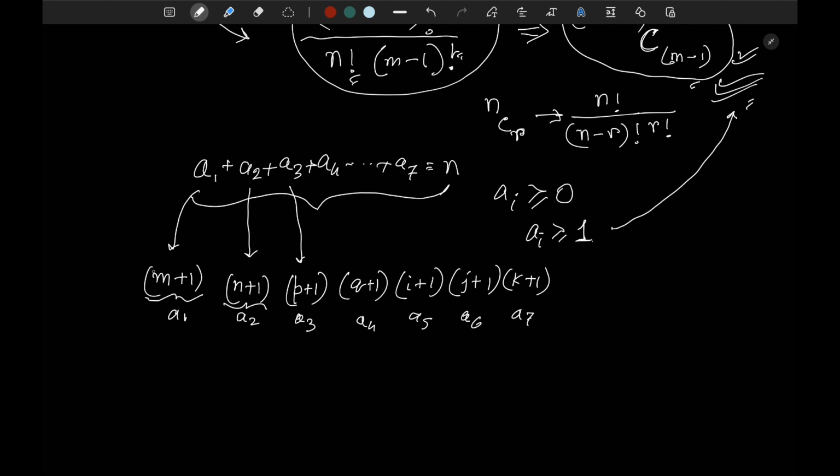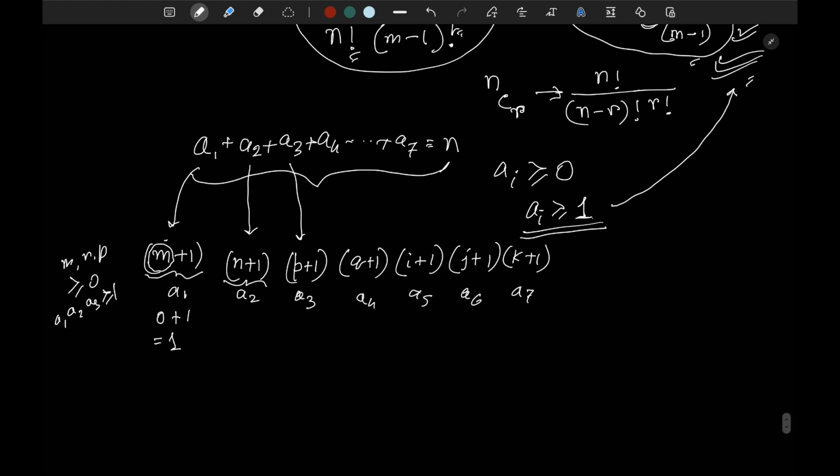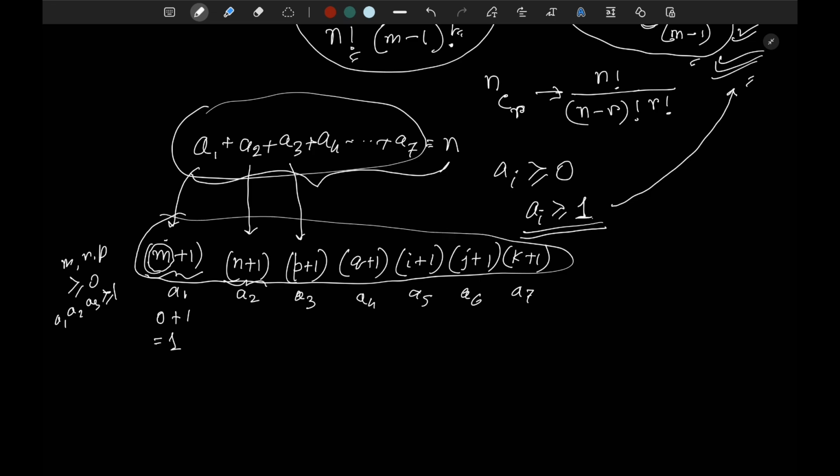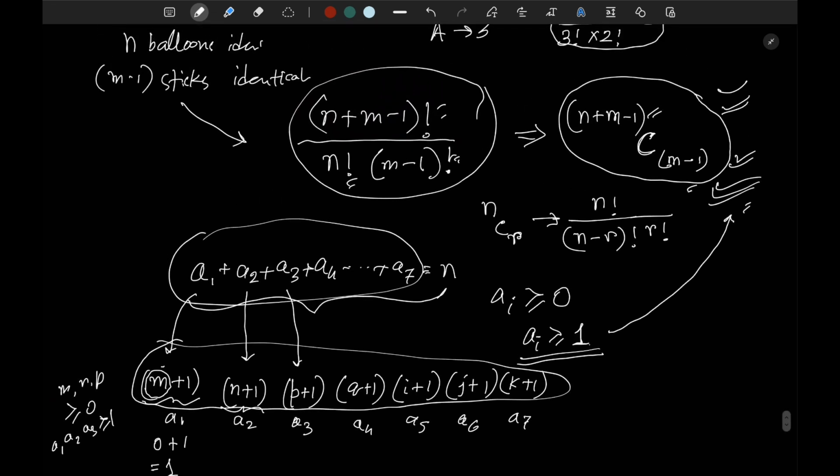Suppose our m becomes 0, then the value of a1 will be 0 plus 1, which is also equal to 1. So in any case, when m, n or p are greater than or equal to 0, our a1, a2, a3 will always be greater than or equal to 1, which satisfies this condition, right? So we are transforming this equation in such a form that we can use this particular formula and arrive at another result.